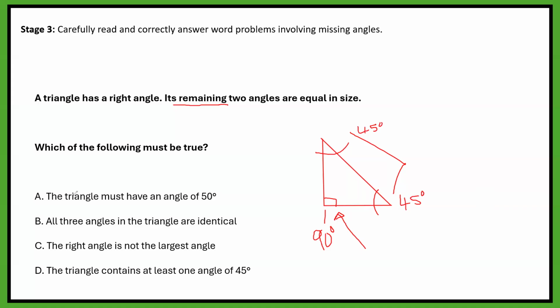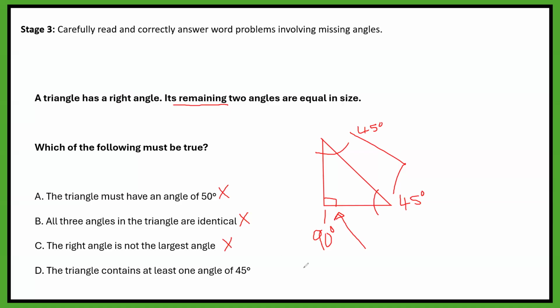So it says option A, the triangle must have an angle of 50 degrees. Well, it doesn't, so we can cross that one out. Option B, all three angles in a triangle are identical. We know that's not true pretty quickly because we know that only one angle is a right angle. Then option C says the right angle is not the largest angle, but of course it is the largest angle. It's 90 degrees and the other two are 45. So we know that's not true.